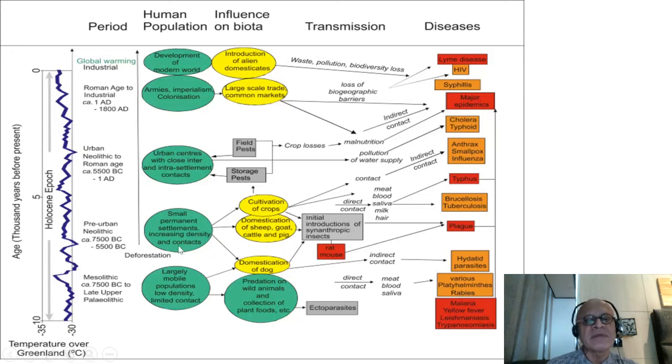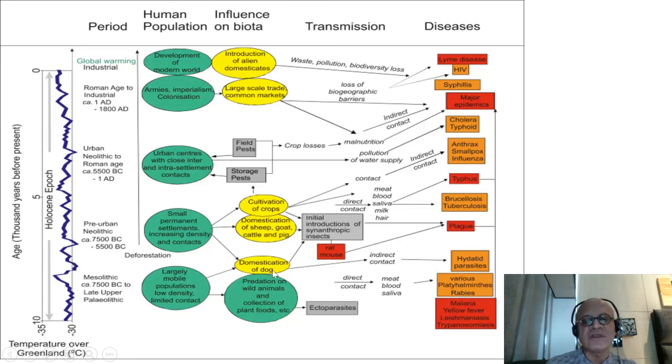Small permanent settlements, increasing density and contacts, which immediately leads to infectious disease outbreaks. Urban centers with close inter and intra-settlement contacts. Armies, imperialism, colonization, class structure, armed conflicts associated with climate impacts like droughts, and famines, always have health outbreaks. Development of the modern world here.